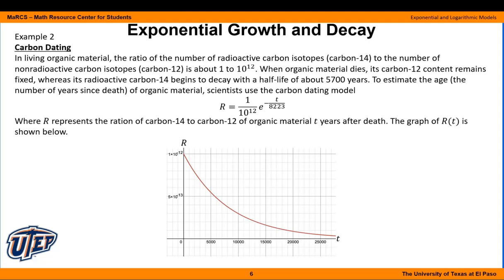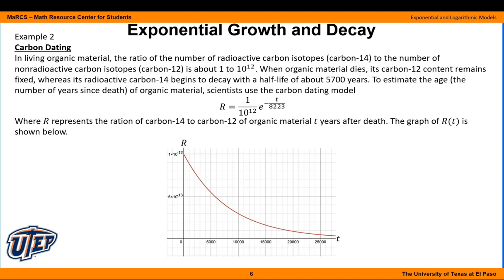Our second example involves carbon dating. Carbon dating is a scientific technique used to estimate the age of once living materials. Living organisms contain a small amount of radioactive carbon-14. After an organism dies, the carbon-14 begins to decay at a predictable rate. Scientists use this predictable decay pattern to estimate how long ago the organism died.